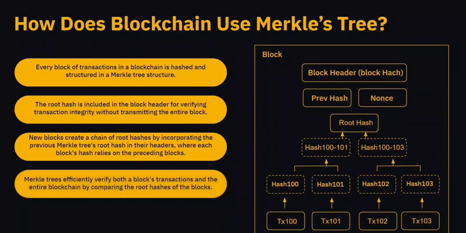Merkle trees proved to be efficient in verifying the integrity of the block's transactions and the entire blockchain, as only the root hashes of the blocks need to be compared. By utilizing Merkle trees, blockchain networks can ensure the trustworthiness of their transaction data and simplify the verification process.